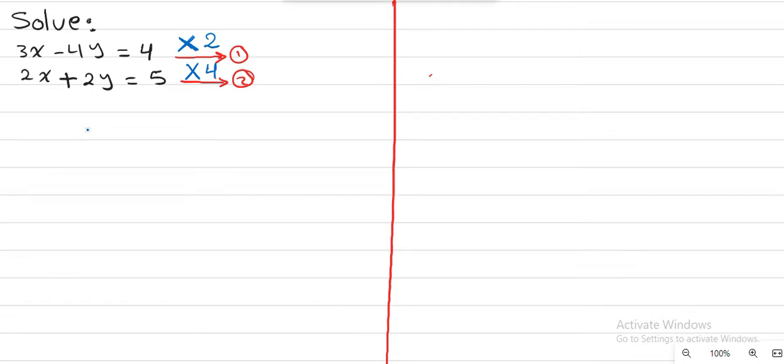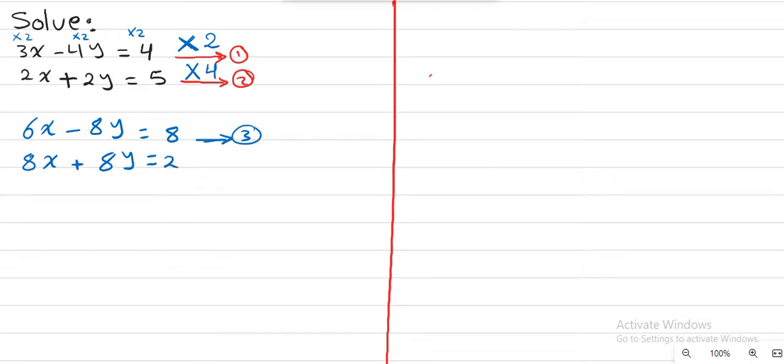We will multiply all parts by this number. Multiply by 2 on both sides. Don't forget this point. So it's 6x minus 8y equal 8. This is equation 3. Equation 2, multiply by 4, it's 8x plus 8y equal 20, and it's equation 4.